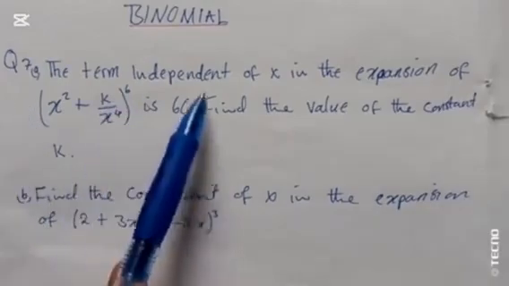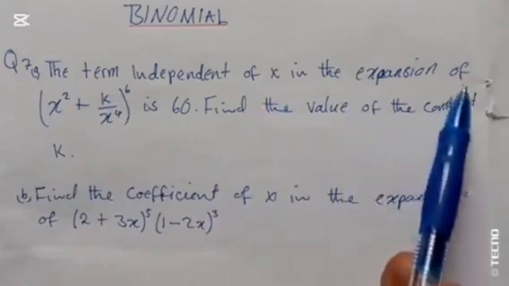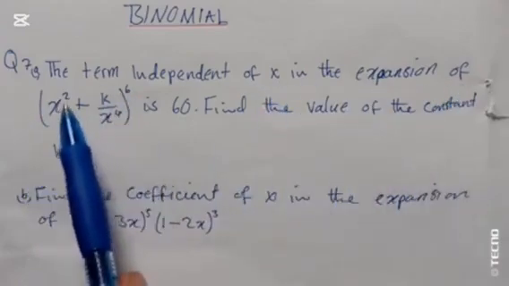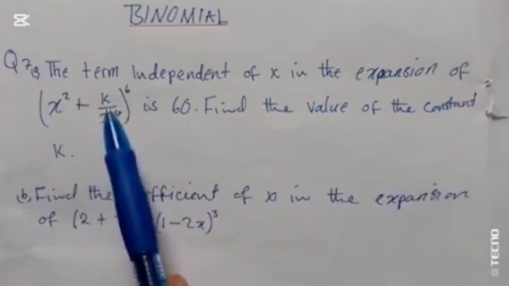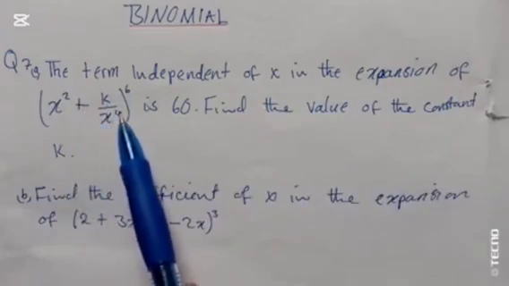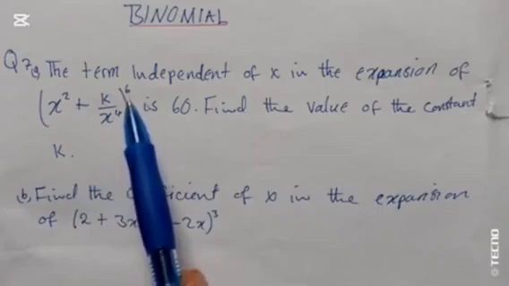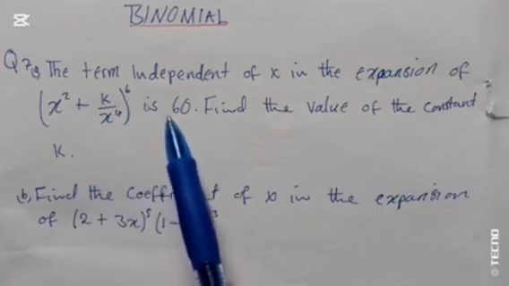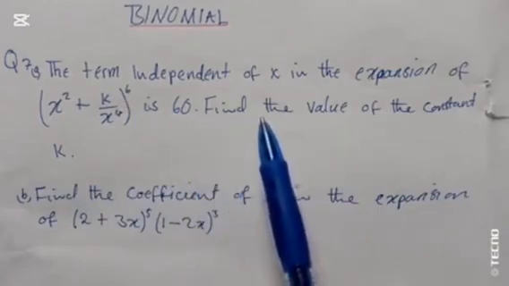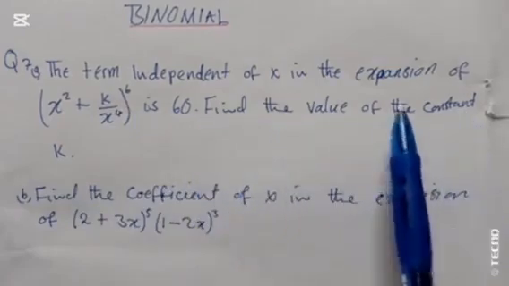The term independent of x in the expansion of (x squared plus k over x to the power 4) to the power 6 is 60. Find the value of the constant k.